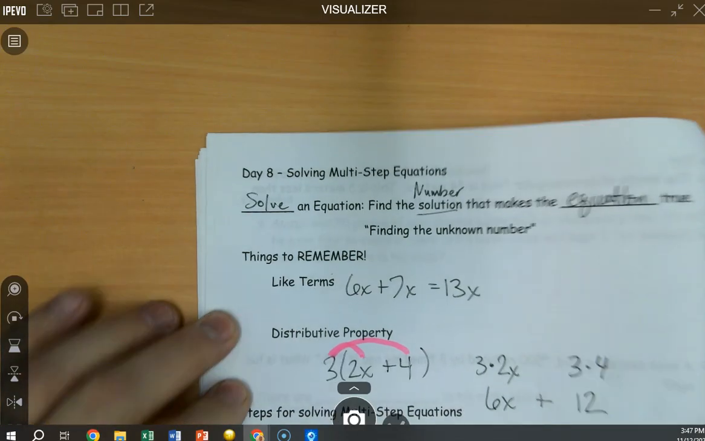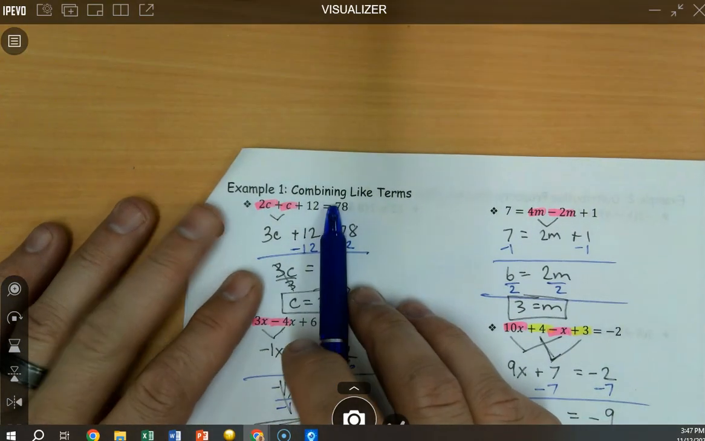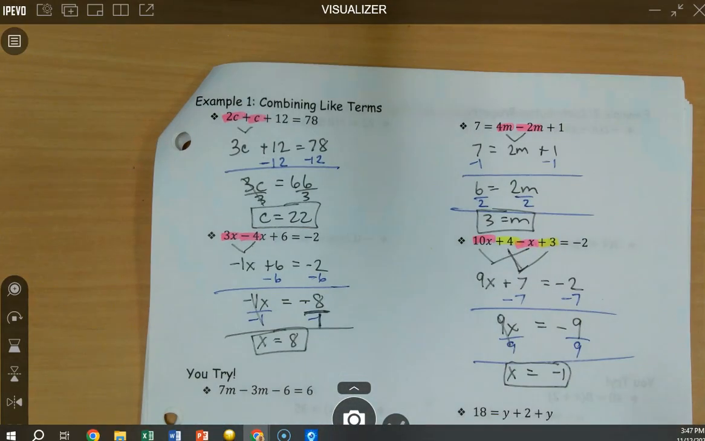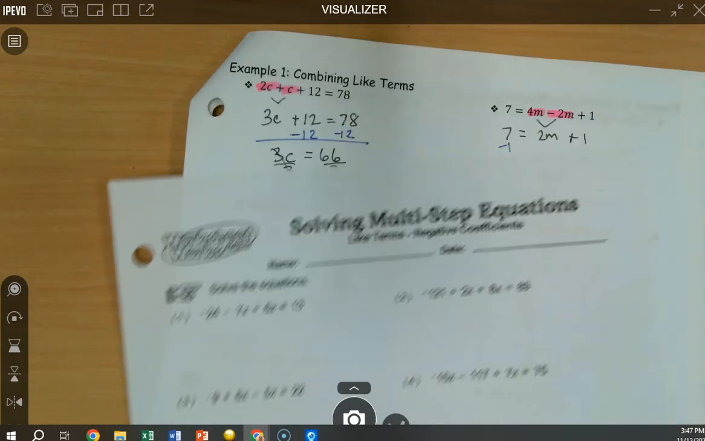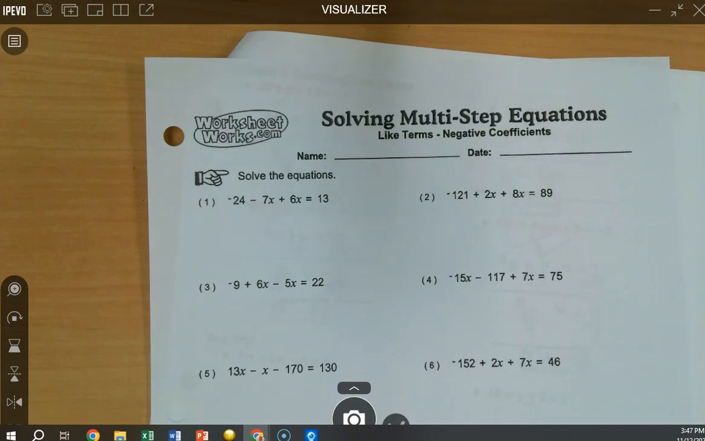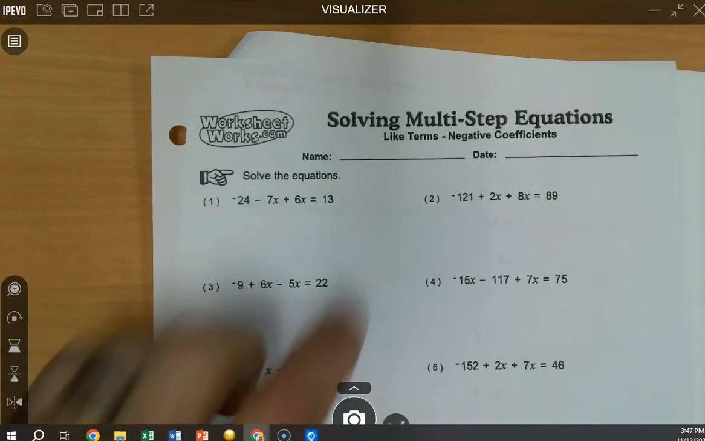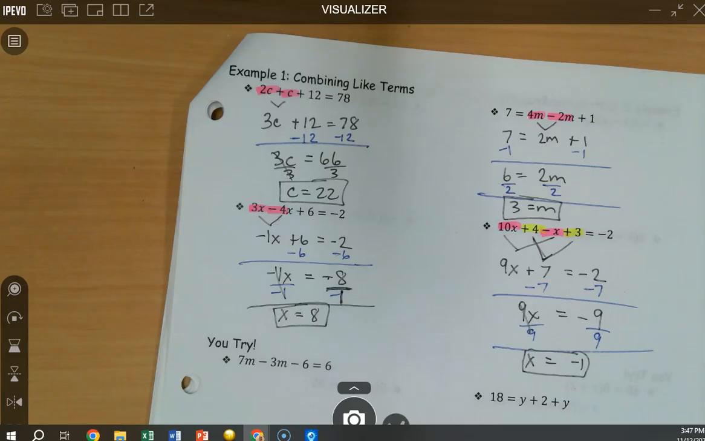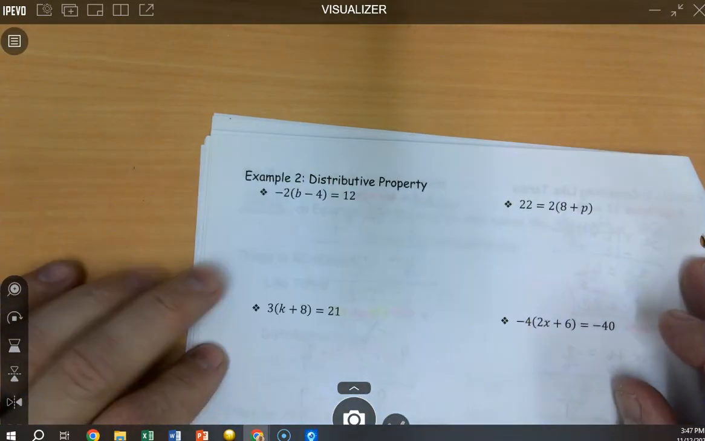All right, so like I said, Tuesday in class we talked about solving equations that involved combining like terms, and we did 4 examples. You guys did a worksheet. If you have not finished this worksheet from last class, you'll need to finish it and get that turned in into the basket when you have some time to work on homework. Today, though, I want you to turn the page to example 2 that says the distributive property.